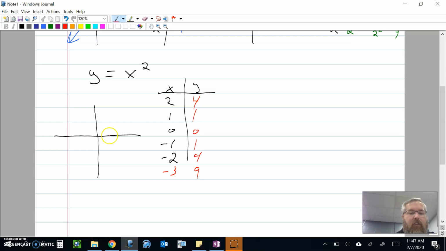We've got the points 2, 4 and 1, 1. We've got the point 0, 0. Negative 1, 1. Negative 2, 4. What about negative 3, 9? That's way up there. What if it was positive 3? That would also be 9, wouldn't it?